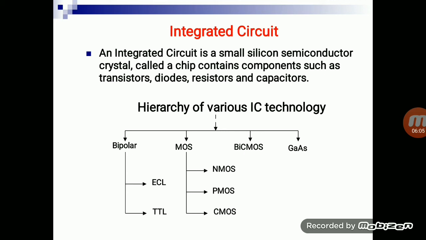Next, MOS technology, where only majority carrier operation is used. MOS technology is divided into three types: NMOS, CMOS, and PMOS technology. Currently CMOS technology is the most efficient one, and it has different advantages: less power, high speed of operation, high noise margin, and high transconductance. Like that, we have many advantages of CMOS.